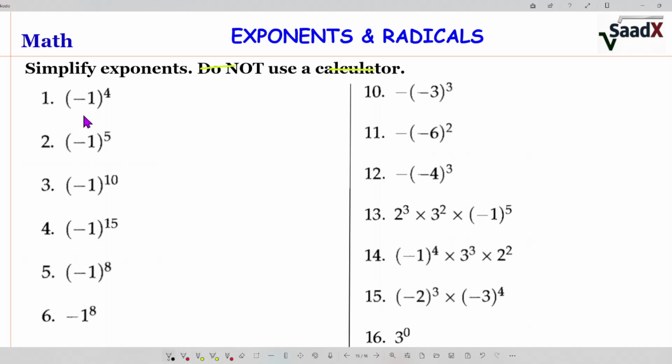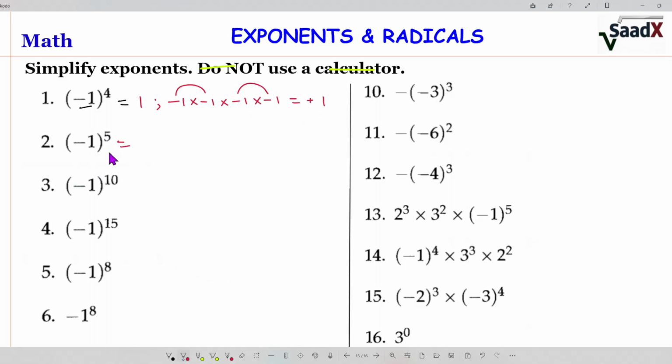First one, negative 1 to the power 4. It's a simple answer, which is what? 1. How? Minus 1 to the power 4 means minus 1 times minus 1 times minus 1 times minus 1. We know 1 times 1 times 1 times 1 will be 1. Minus times minus is plus, minus times minus is plus. So it will be plus.